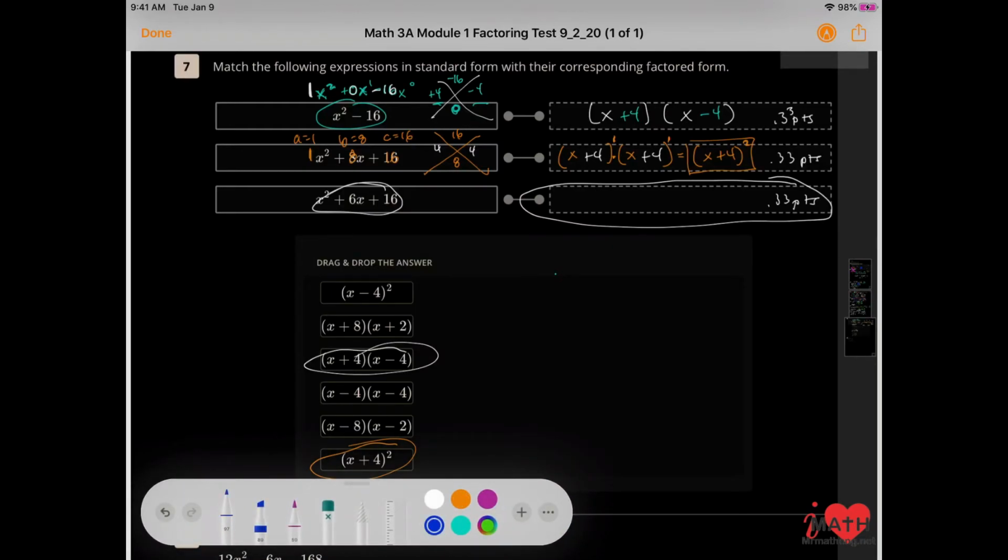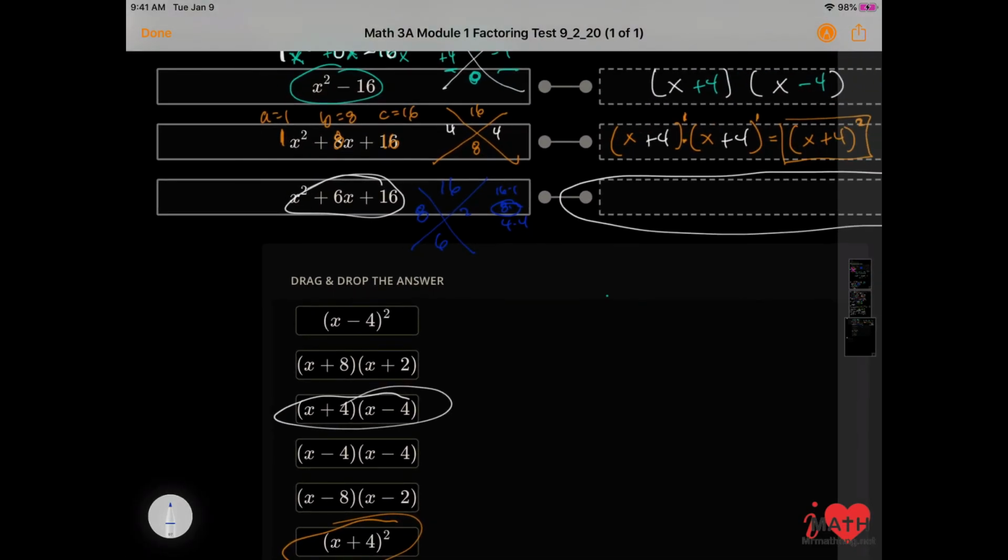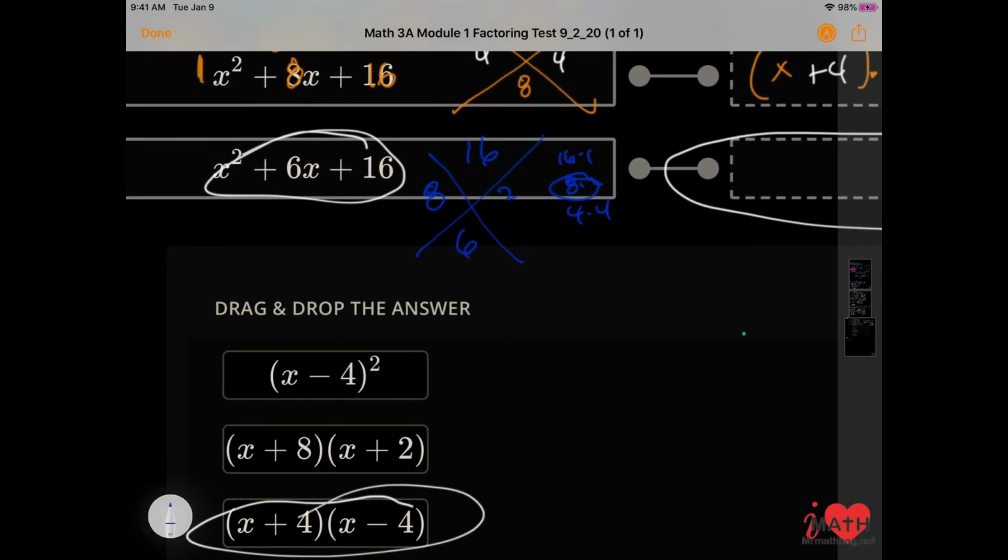Okay, why did Ralph break the internet here? x squared plus 6x plus 16. So this would be 16 and this would be 6. My factors of 16 are 16 and 1, 8 and 2, and 4 and 4. Well, none of these work. If you chose 8 and 2, let's put it in here, you'll see that you can't. No, right? 8 plus 2 gives me 10. So this should have been x squared plus 10x plus 16.